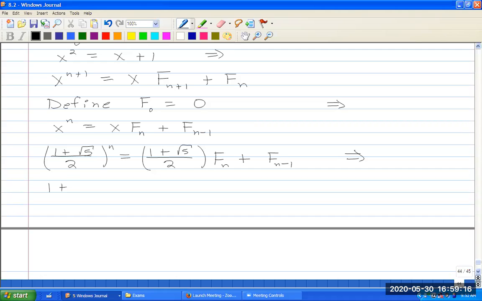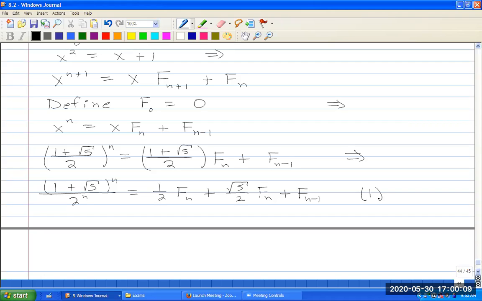is equal to 1 plus rad 5 over 2 f sub n plus f sub n minus 1. Let me call this equation 1.